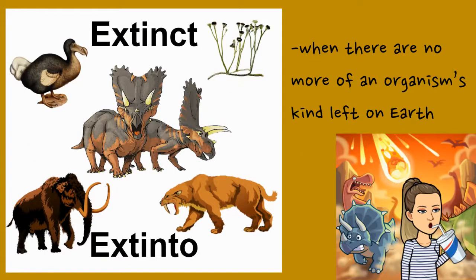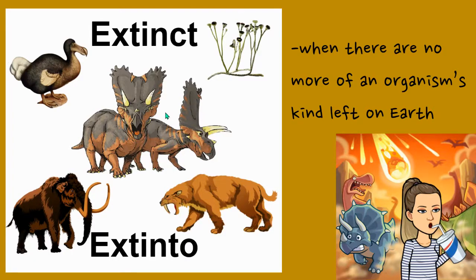The next word is extinct. Extinct is when there are no more of an organism's kind left on Earth. In this picture example, we see some organisms that have gone extinct, so there are no more of this kind of organism left on Earth. Some examples of animals that have gone extinct are the dodo bird, the woolly mammoth, the saber-toothed tiger, and dinosaurs.